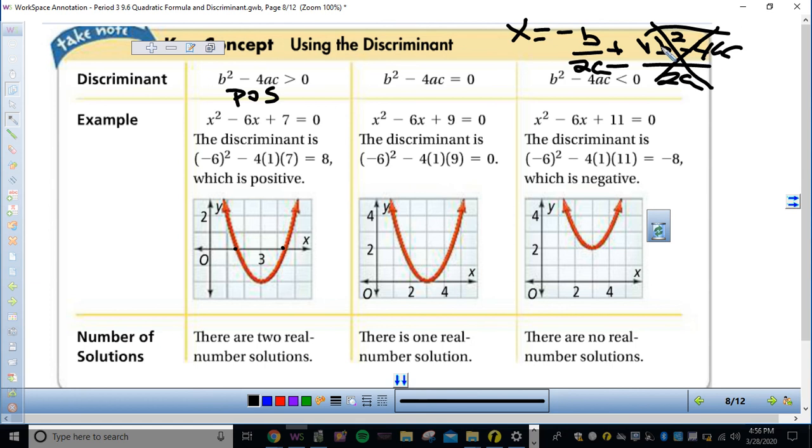Now if this is negative, because we can't take the square root of a negative number, that means that the parabola will never even touch the x-axis down here.